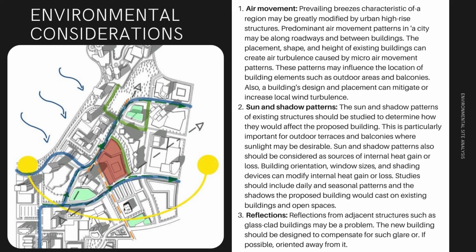Sun and shadow patterns also should be considered as sources of internal heat gain or loss. Building orientation, window sizes, and shading devices can modify internal heat gain or loss. Studies should include daily and seasonal patterns and the shadows the proposed building would cast on existing buildings and open spaces. Third, we have reflections. Reflections from adjacent structures, such as glass-clad buildings, may be a problem. The new building should be designed to compensate for such glare or, if possible, oriented away from it.